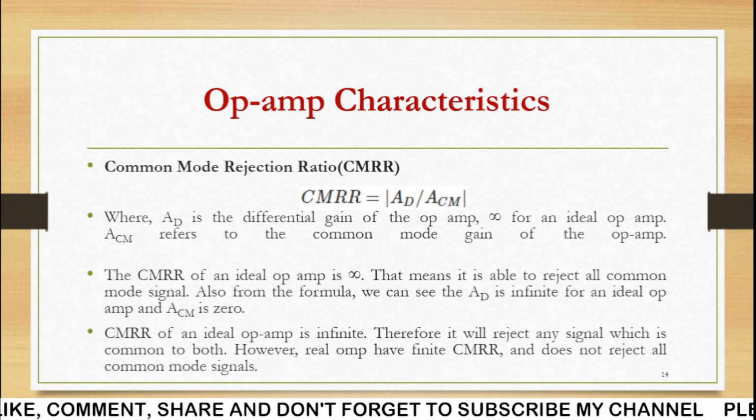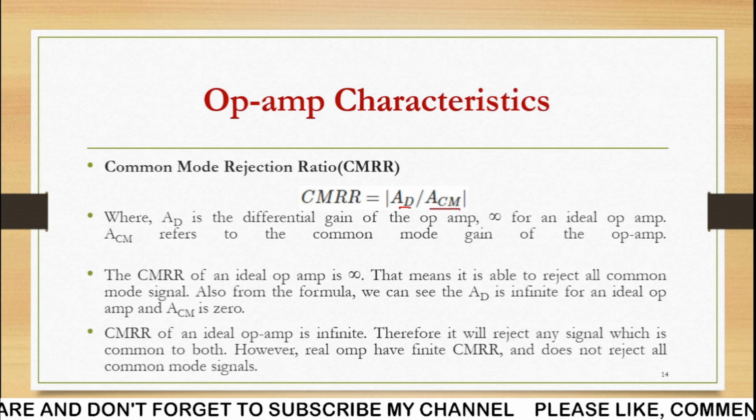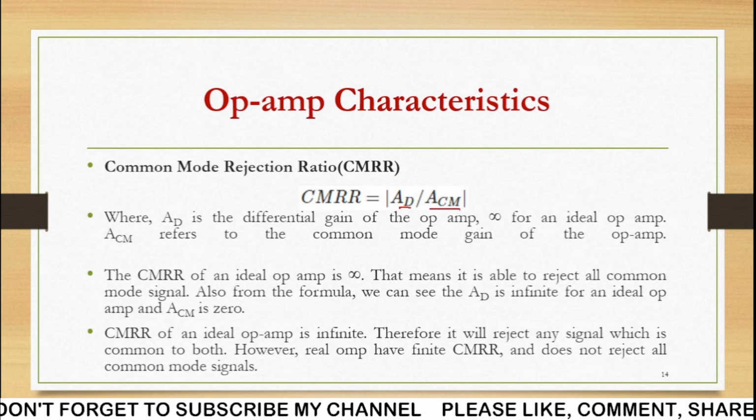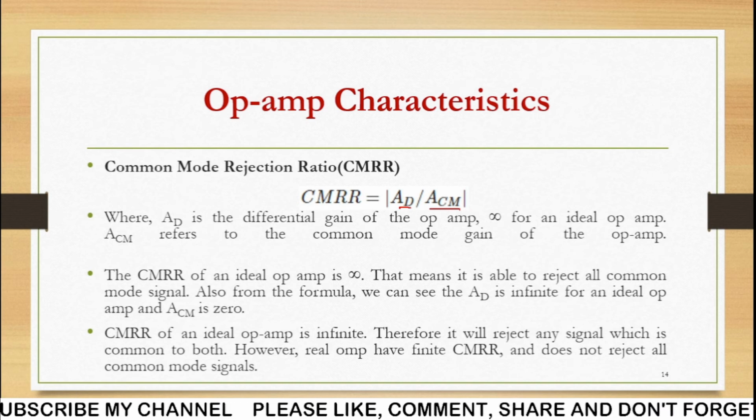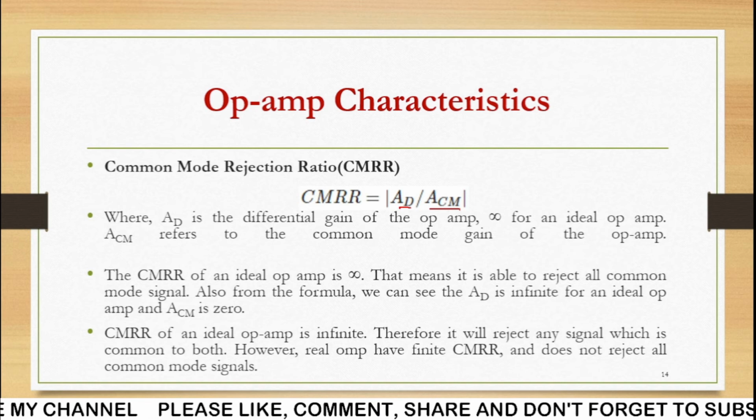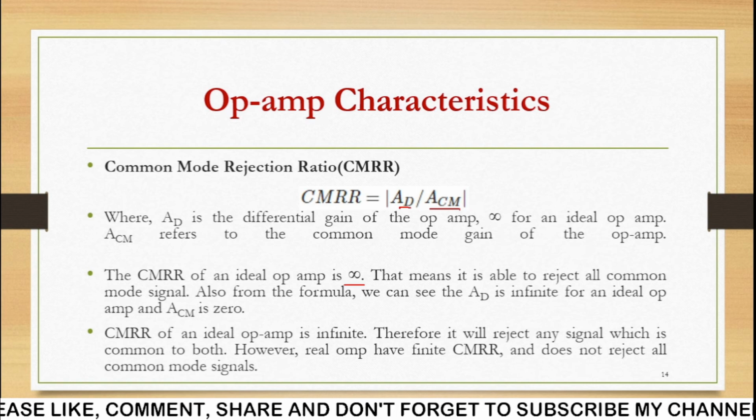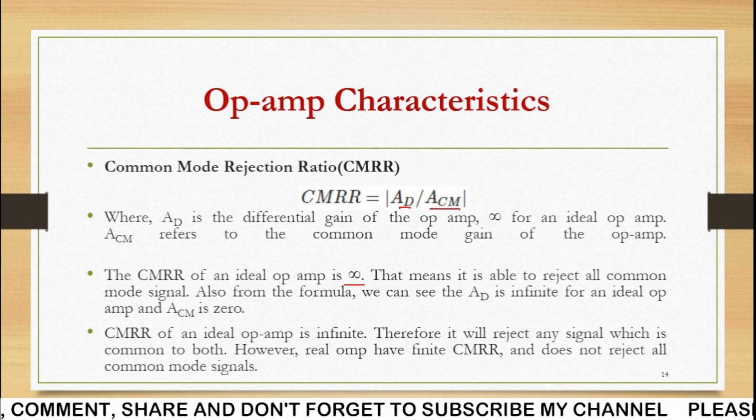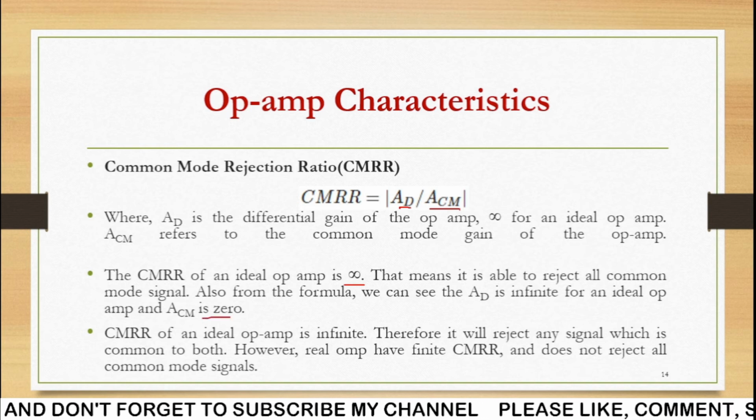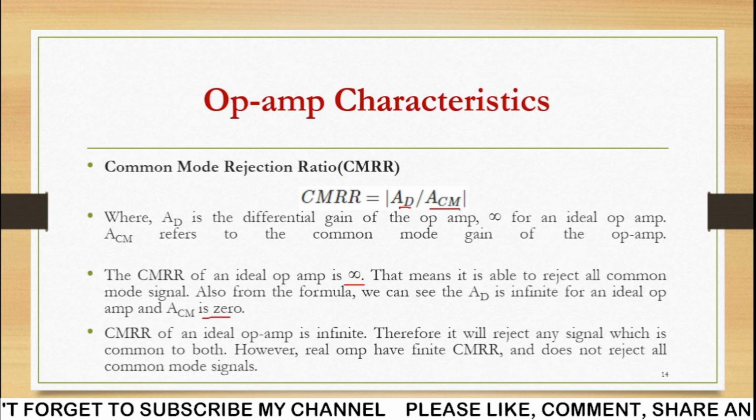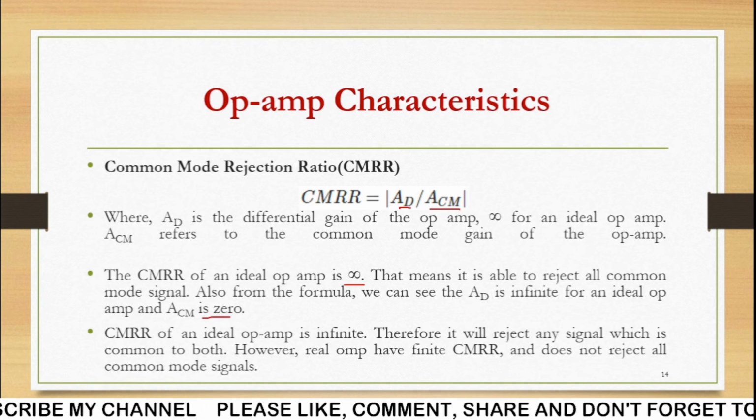So ideally we can say CMRR is equal to infinity. Why? Because the common mode gain should be equal to 0, meaning it is rejecting all common signals. So that makes the formula equal to AD upon 0, meaning CMRR should be infinite. Ideally the ACM should be 0, then the value of the CMRR will be infinity. It will reject any signal that is applied common to both inputs, meaning the inverting as well as non-inverting.